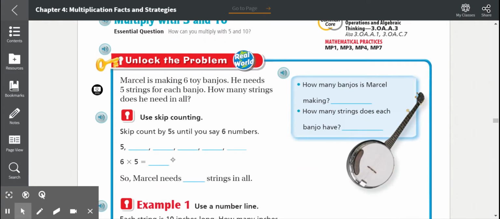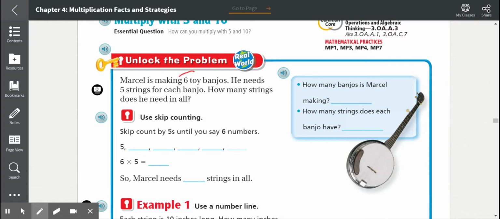Okay, let's start by unlocking the problem. Marcel is making 6 toy banjos. He needs 5 strings for each banjo. How many strings does he need in all? Okay, let's circle what we need to know.